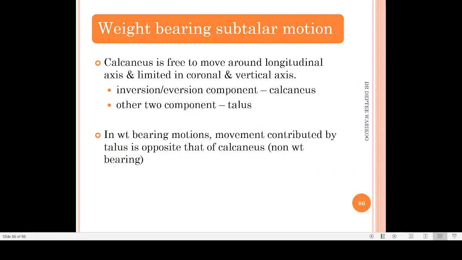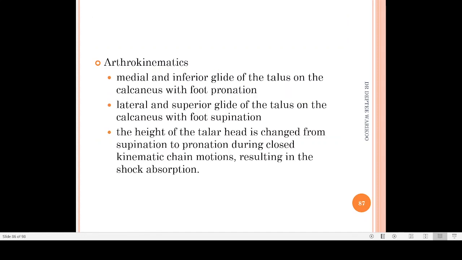Weight-bearing subtalar motions: calcaneus is free to move around the longitudinal axis and limited in coronal and vertical axis. Inversion, eversion components occur at calcaneus and other two components occur at talus. So when we talk about the arthrokinematics, the medial and inferior glide of the talus occurs on the calcaneus with foot pronation, and the lateral and superior glide of the talus occurs at calcaneus with foot supination. The height of the talar head is changed from supination to pronation during the closed kinematic chain motions, resulting in shock absorption. That is how it helps a lot in the movements of your ankle.